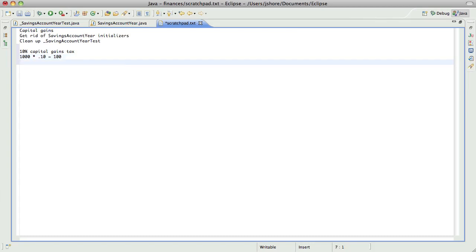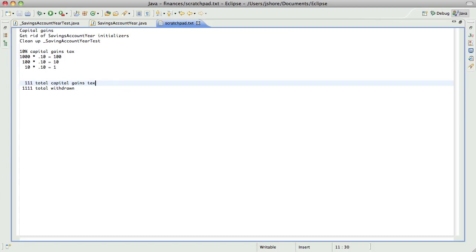So we also need to pay capital gains on that 100. So that's 100 times 0.10 equals 10. And then we have to pay capital gains on that, and that's 1, and so forth. So in the end, we end up withdrawing $1,111, and we pay capital gains tax of $111.